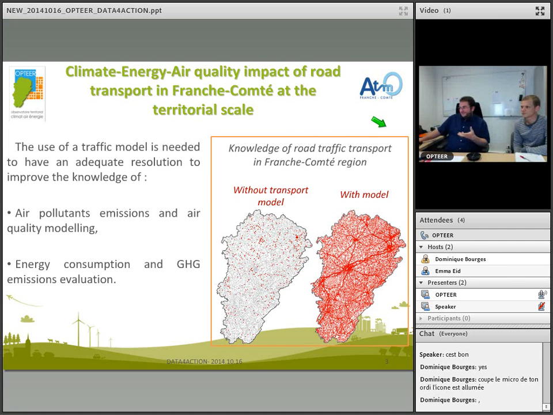we need a lot of models on data collecting. And from the beginning, we used a traffic model because without this transport modeling, you usually have a big question when you want to evaluate the transport. You have road traffic counts, these dots, only dot measurements, and it's not really answering the question when you want to give a proper evaluation.